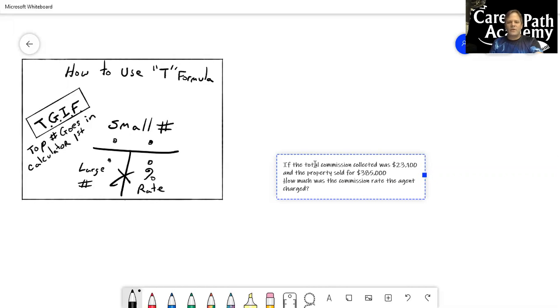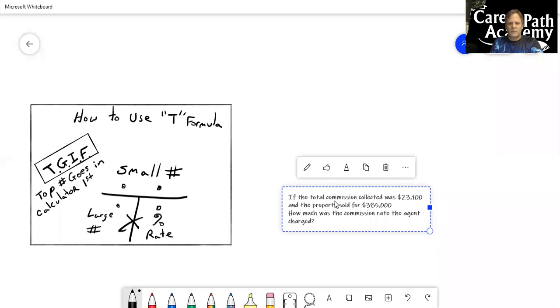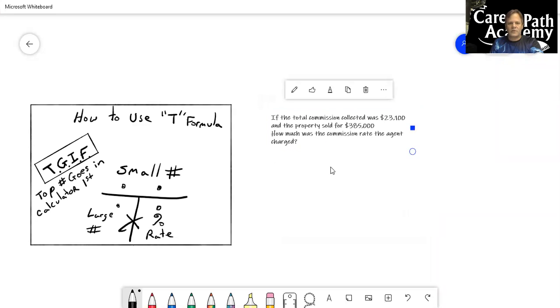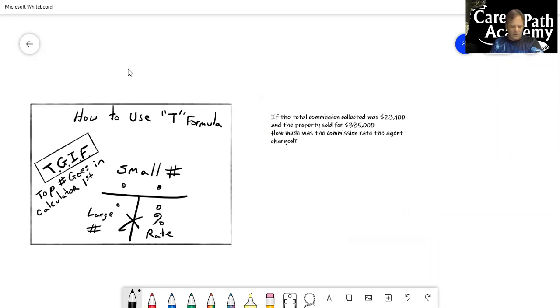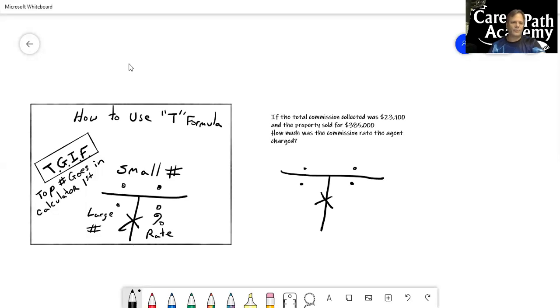All right. If you get a problem like this, you can use the T formula to figure it out. Let me just move this up here. This is the way that you do it. First of all, you draw a T. Division, multiply across. So you divide down or multiply across. TGIF, top number goes in the calculator first. Divide down, multiply across.